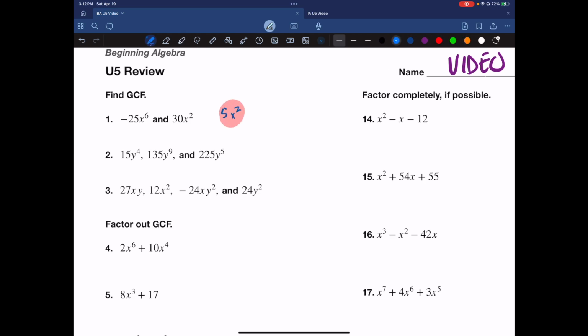Number 2, you have 15y to the 4th, 135y to the 9th, and 225y to the 5th. If you need to use your calculator on this to help you out, you can, but 15 will go into each of these. 15 goes into 135 and 225, so I know at least 15 goes into this, and they all have at least y to the 4th, so I can take that out as well. That's going to be 15y to the 4th as my GCF.